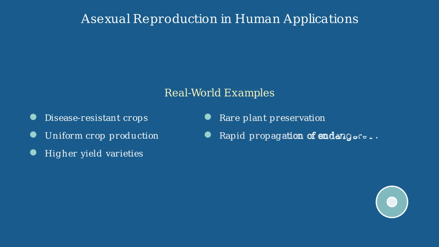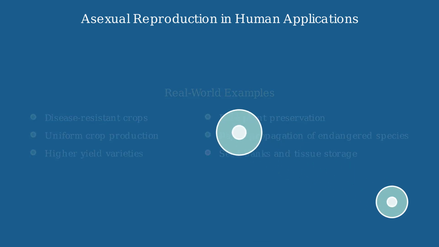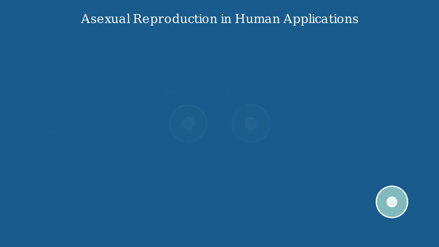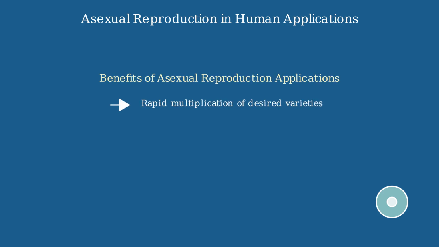For conservation efforts, these same techniques preserve rare plant species, rapidly multiply endangered populations, and maintain biodiversity through seed banks and tissue culture collections. Overall, applying asexual reproduction principles offers several important benefits. These techniques enable rapid multiplication of plants with desirable traits, producing thousands of identical specimens in a fraction of the time needed for traditional breeding.